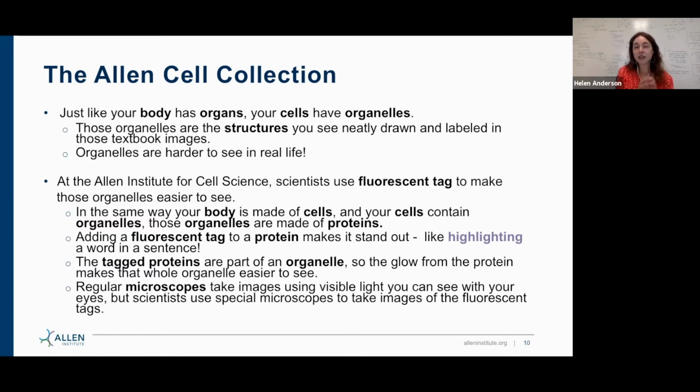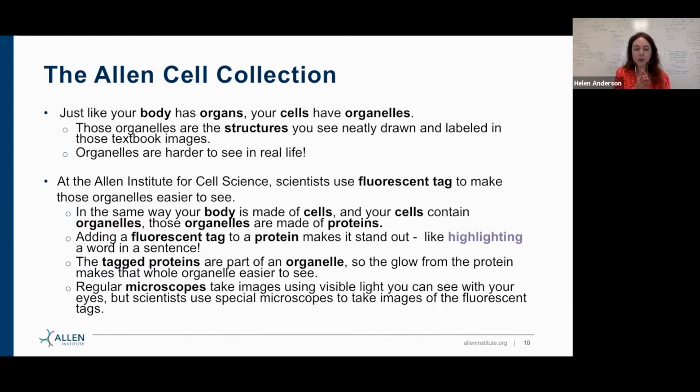At the Allen Institute, in order to make organelles easier to study, what we do is we use a special kind of protein called a fluorescent tag. Now, what do you think of when you hear the word fluorescent? I think of things that light up, that are bright, like flashlights and highlighters, like fluorescent yellow. That's because fluorescent tags work in much the same way as a highlighter does. So when we want to make a sentence stand out in a textbook, I might use a fluorescent yellow highlighter to highlight that sentence and make it stand out from the rest of the text.